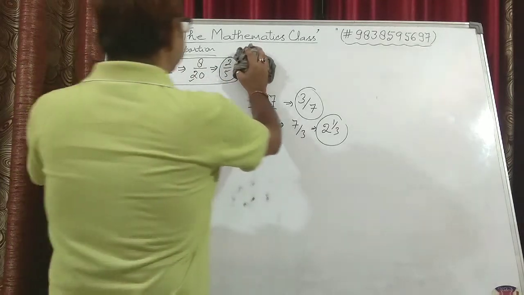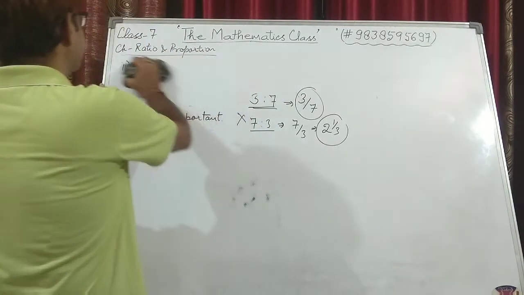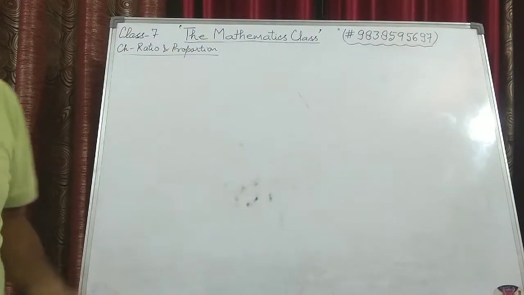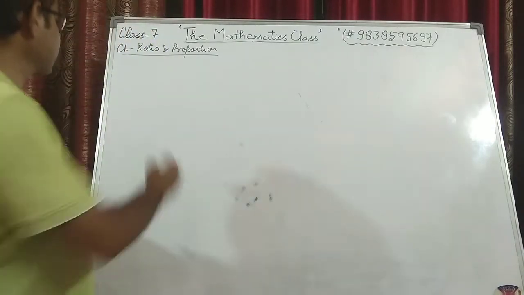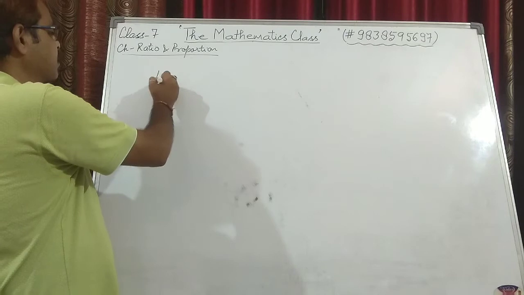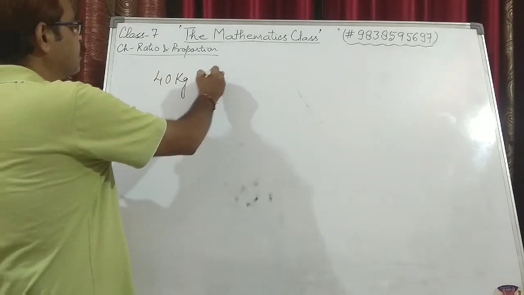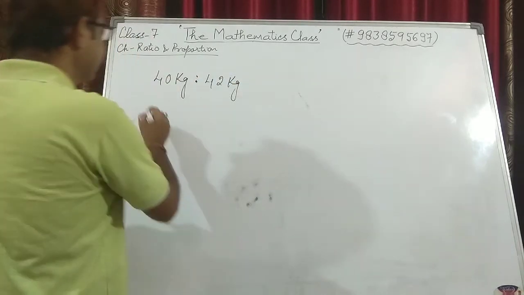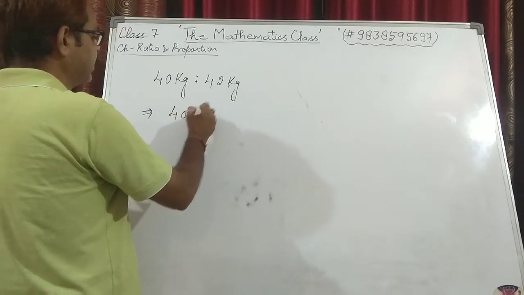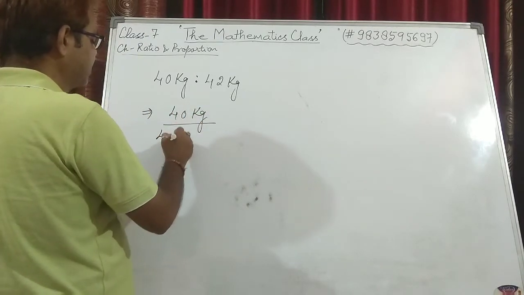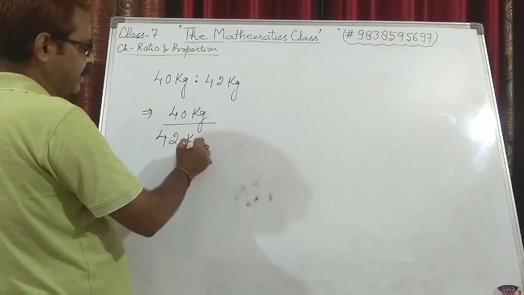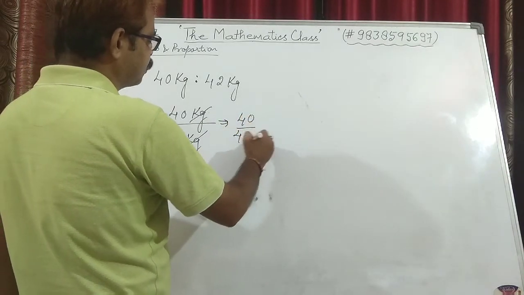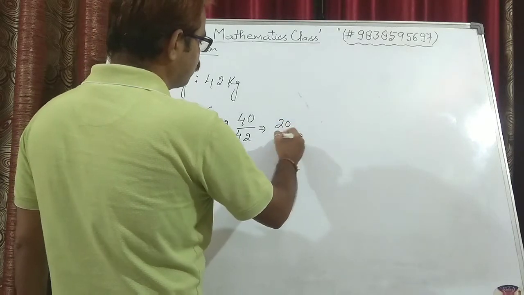Next, ratio is always compared between two quantities of the same type. This we have already discussed. Then one more thing. I took an example of 40 kg is to 42 kg. Now, ratio never has any units. Why? Because this can be written as 40 kilograms upon 42 kilograms. So kilogram and kilogram in numerator and denominator will cancel. So it will be 40 is to 42, or if you reduce, 20 is to 21.